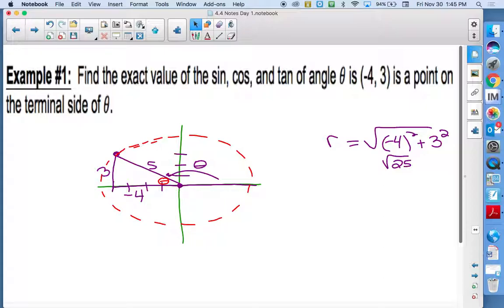So we have a picture drawn, and my picture looks pretty darn good. This is the best circle I think I've drawn all day, to get it to fit the triangle I already had. So now find sine, cosine, and tangent.